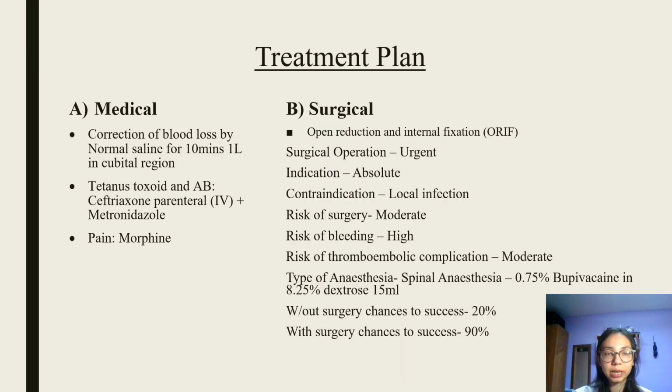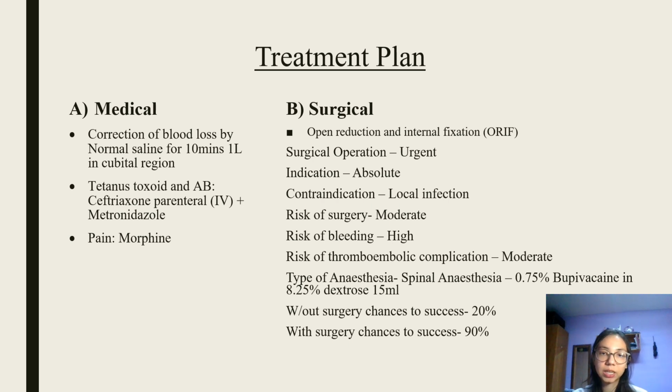The treatment plan we gave for this patient was both medical and surgical. Medical is where we corrected his blood loss with normal saline, 1 liter over 10 minutes. We also gave him tetanus toxoid and antibodies, with ceftriaxone parenteral, metronidazole, and morphine to reduce pain. For surgical, preoperative epicrisis was done, and the type of surgery was open reduction and internal fixation.